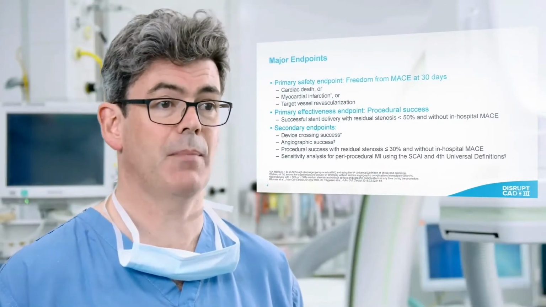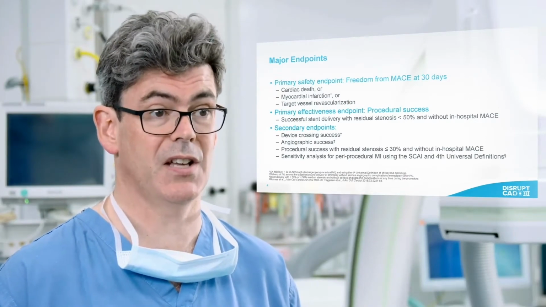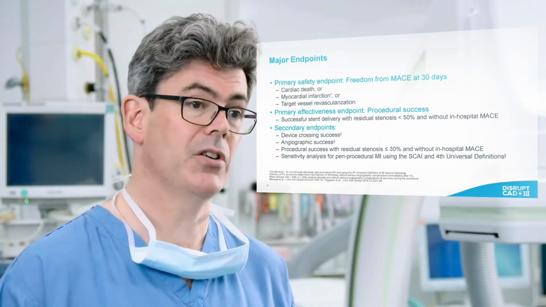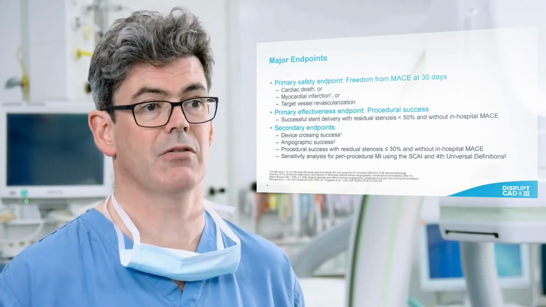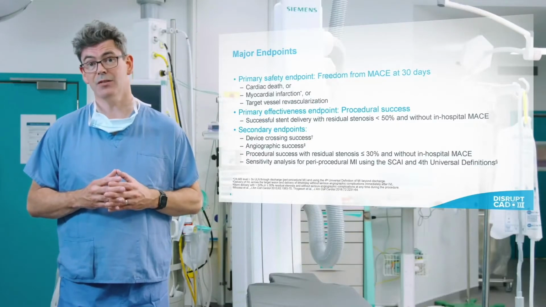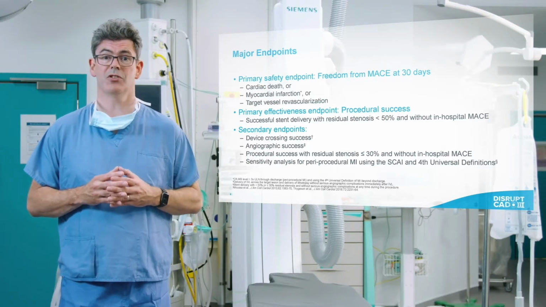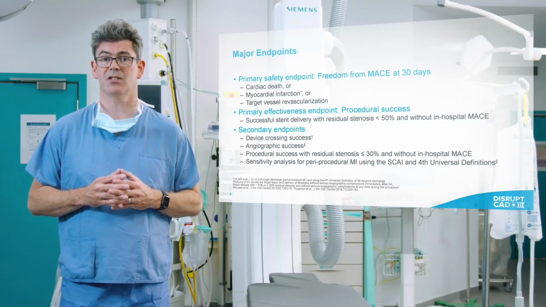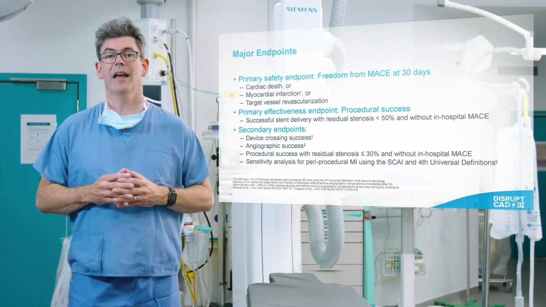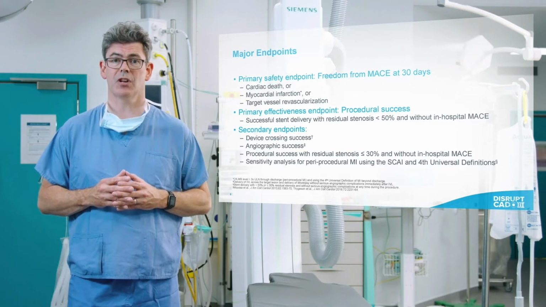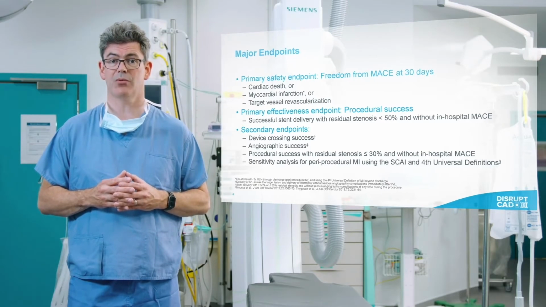The primary safety endpoint was freedom from MACE at 30 days, and MACE was defined as cardiac death, myocardial infarction, or target vessel revascularization. The primary effectiveness endpoint was procedural success, defined as successful stent delivery with residual stenosis of less than 50% without in-hospital MACE. Key secondary endpoints are shown and include procedural success with a residual stenosis less than or equal to 30% and no in-hospital MACE to allow a sensitivity analysis with a more contemporary definition.